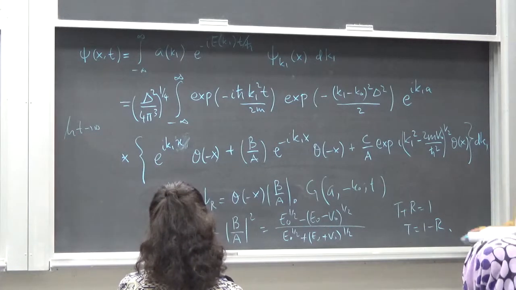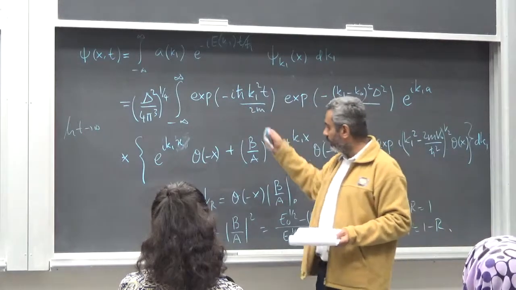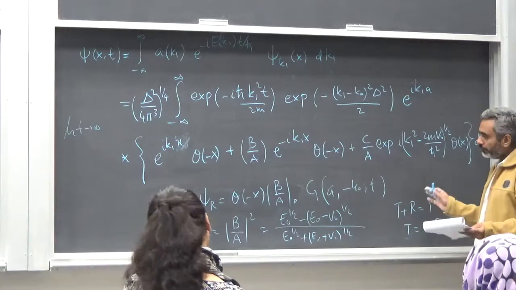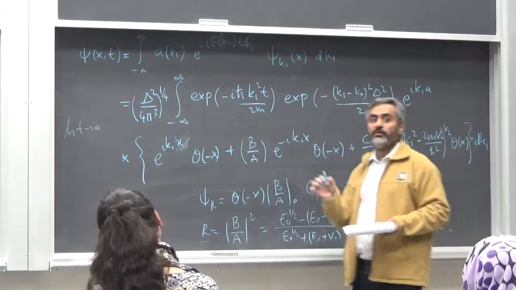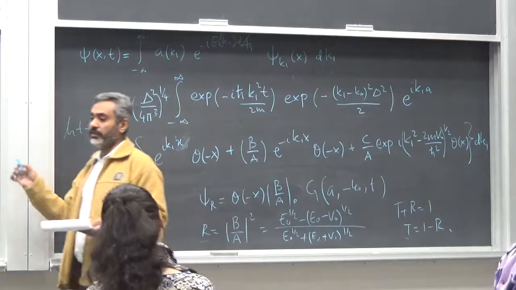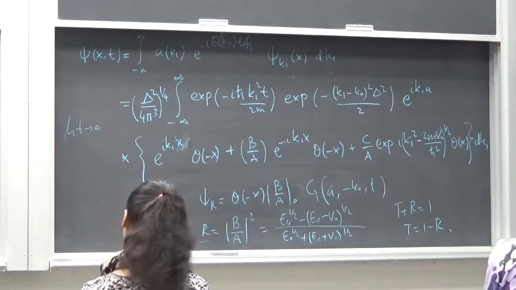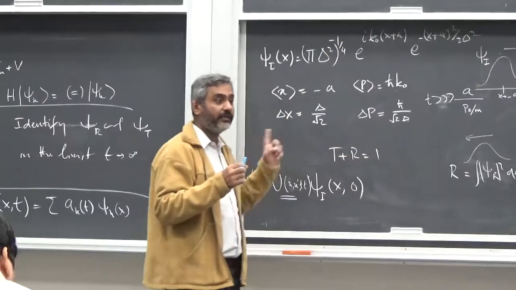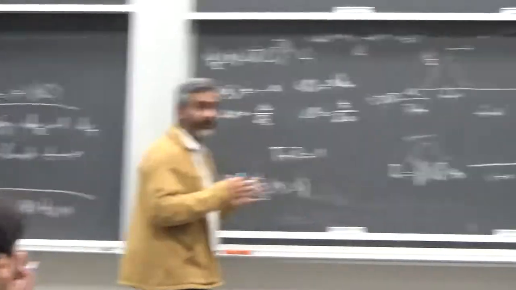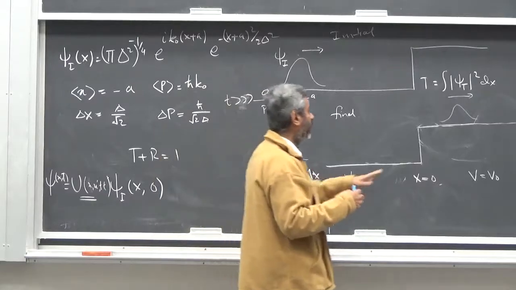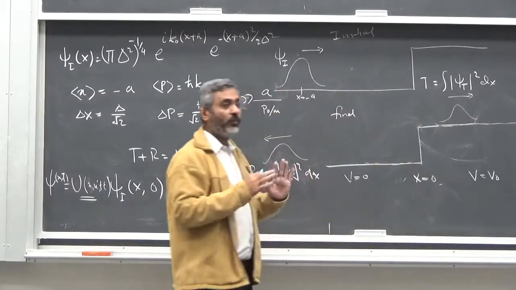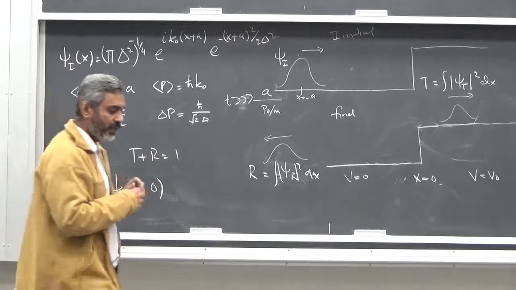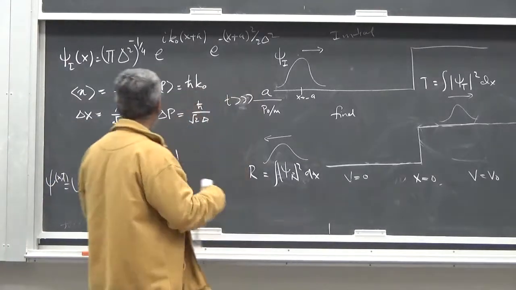So our problem was, given psi I, we had to calculate r and t, and we have been able to do that only because we chose a wave function that was highly peaked in the momentum space at k0. If we hadn't done that, it would be very difficult for us to separate out these two things very cleanly. Okay?